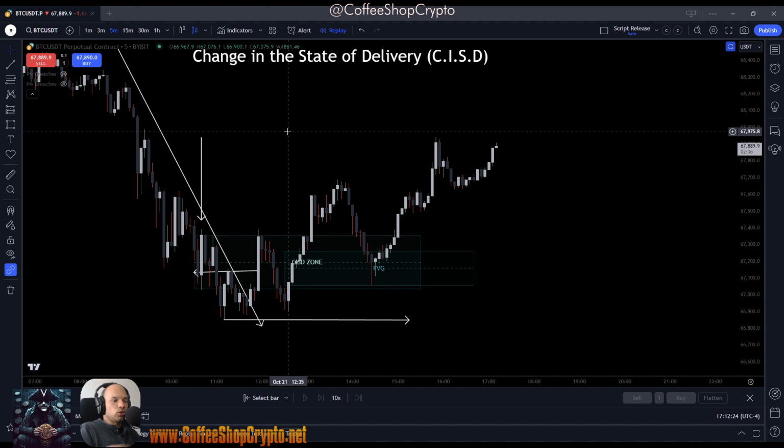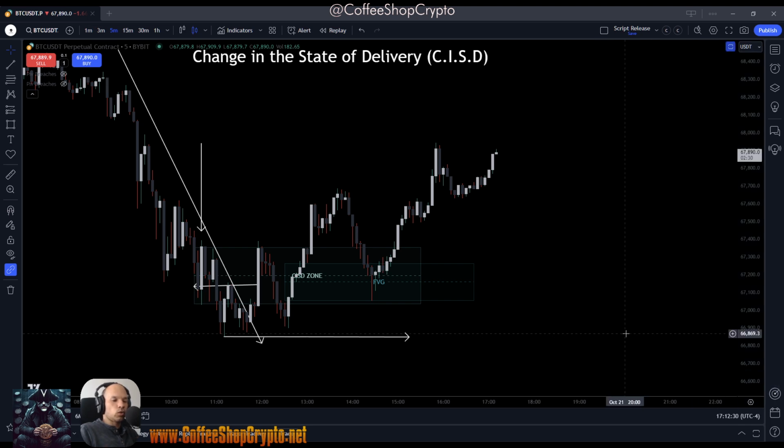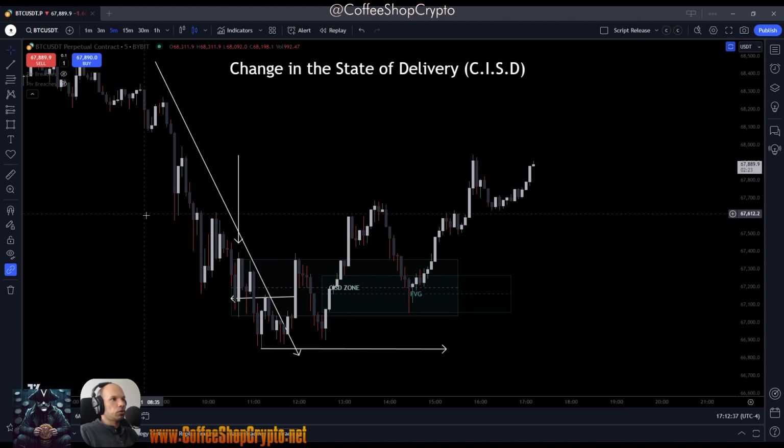It's a method to use fair value gaps along with change in state of delivery. But the whole point is to understand what a change in the state of delivery is. What does it look like? And a method that you can use to filter them out so you're not looking at all of them, because you have lots of them.